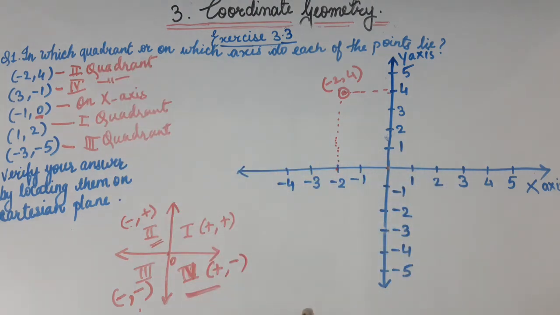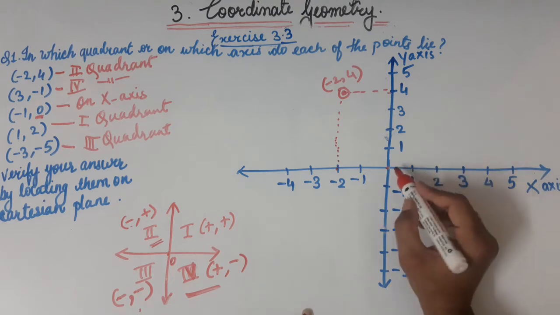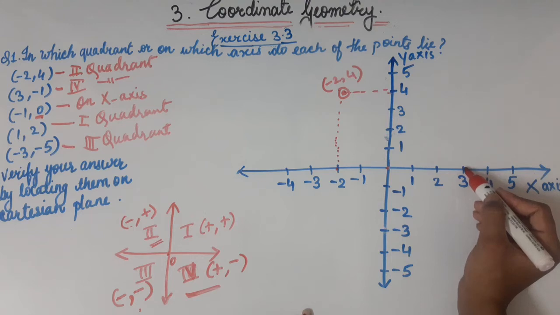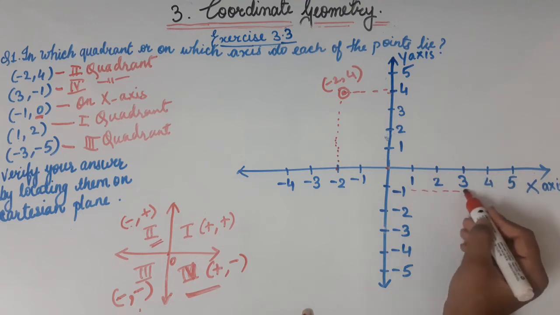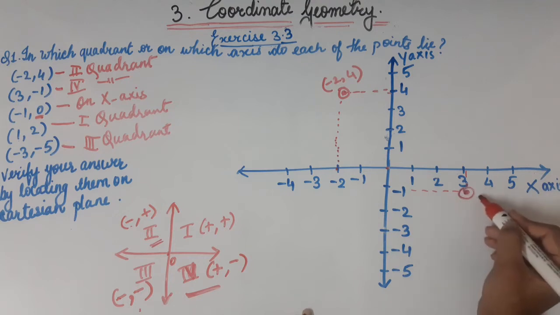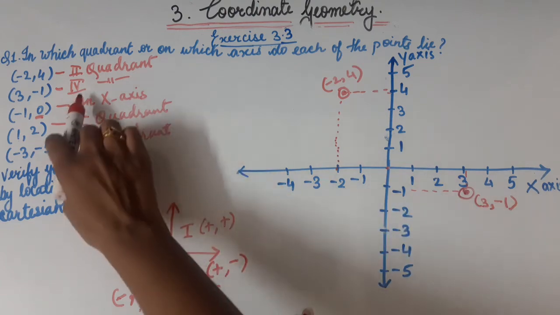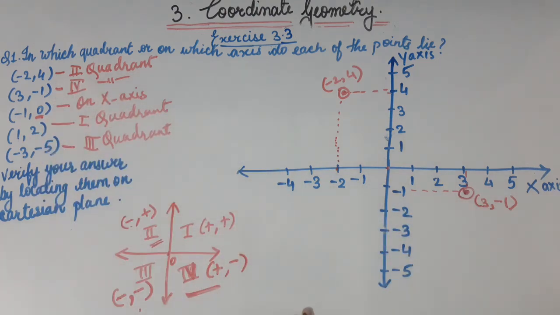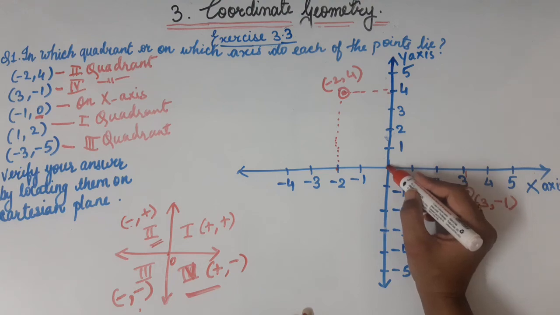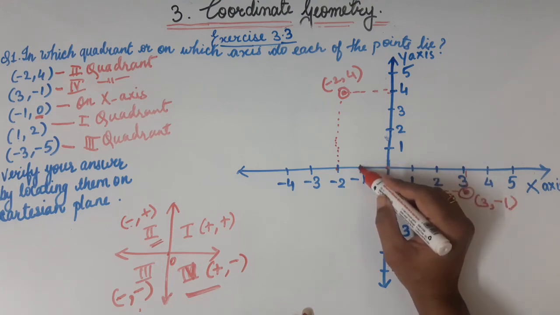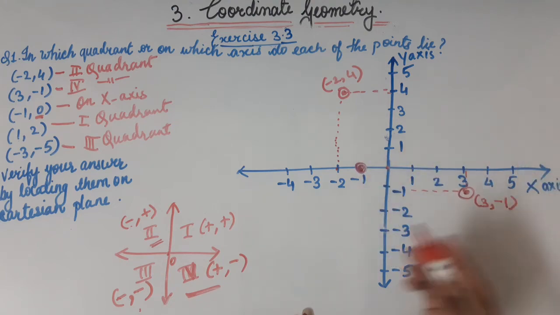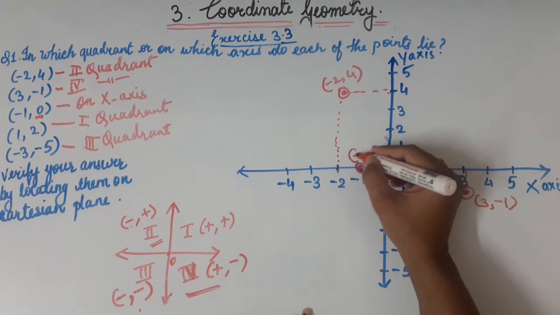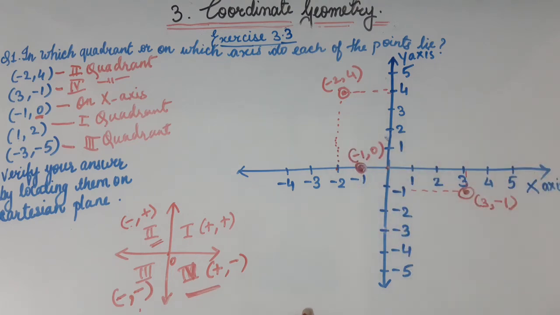Then the second point is 3 comma minus 1. Again start with the origin. 3, positive 3, so to the right side you will go. And minus 1, so below you will go and you will reach here. This will be your point 3 comma minus 1. See, it is in the fourth quadrant and we have written the fourth quadrant. The next point is minus 1 comma 0. Again start with the origin, minus 1, so you will go to the left side, and 0, that means you are not going anywhere up or down, and that point is on the x-axis, so this is minus 1 comma 0.